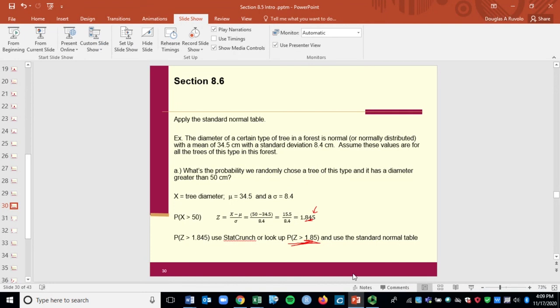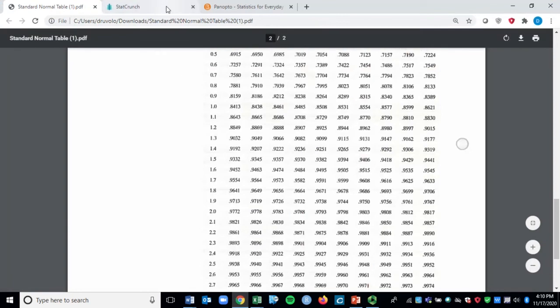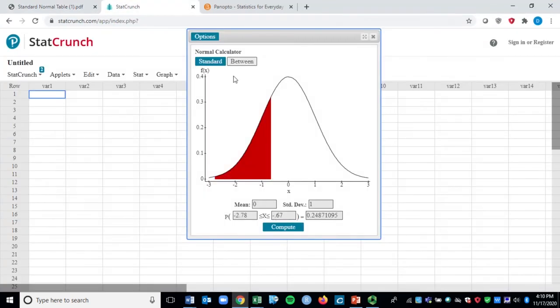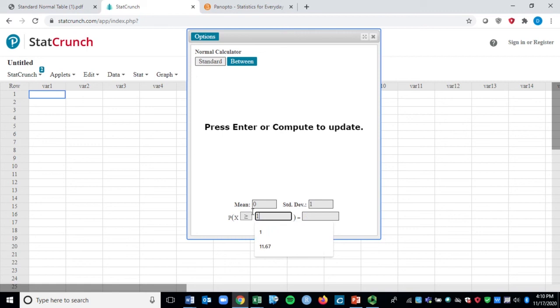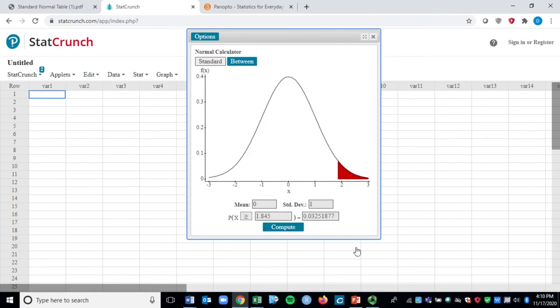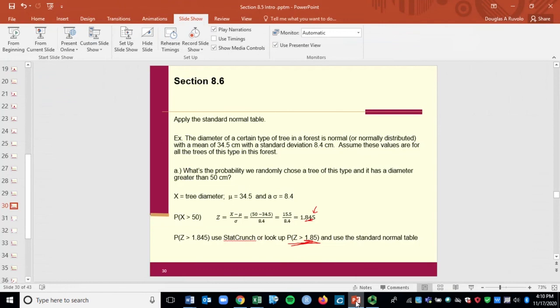If we use StatCrunch, you're going to get a slightly different answer. 1.845. You get just ever so slightly different answer. You get 0.0325. Okay, so it just depends on how precise you want it. Can you use the table? If you can, great. If you need it to be a little bit more precise than that, you can go over to StatCrunch. Notice it's barely going to be different. It's rarely going to be significantly different from one another, no matter if you use the tables or if you use StatCrunch.